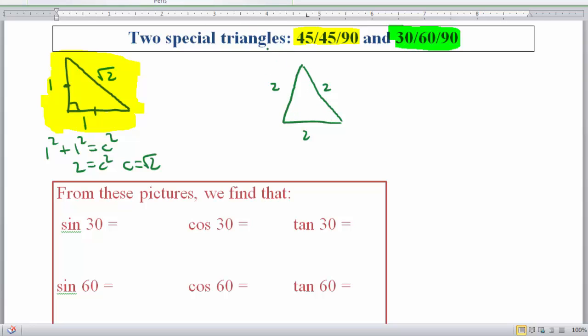And then what you do is you draw an altitude down to the base here. And if you remember any geometry from high school, what does an altitude do when you draw it to the base of an isosceles triangle? It splits the base in half. So this and this are actually equal. So if the whole length was 2, each of these is actually going to be 1.